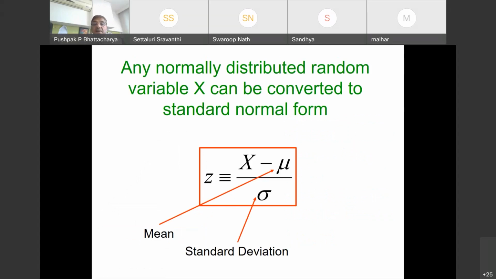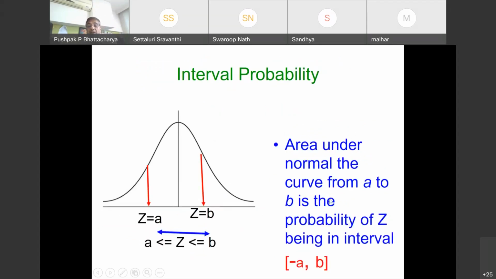Now we know that any normally distributed random variable x can be converted to standard normal form, and that is depicted here: z equal to x minus mu by sigma. Now, interval probability is the integration, or the area under the curve, from z equal to a to z equal to b. Now, the area under the curve from a to b is the probability of z being in the interval minus infinity to b, subtracted by that from minus infinity to a. Z-score, remember, is always from minus infinity to a particular value of z, always. So z equal to small a to z equal to small b, this area you can find out by integrating the density function of the standard normal distribution from a to b, but that integration is cumbersome.